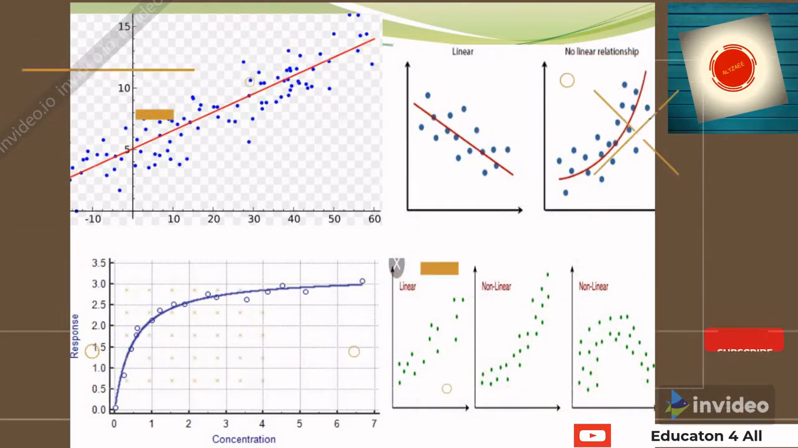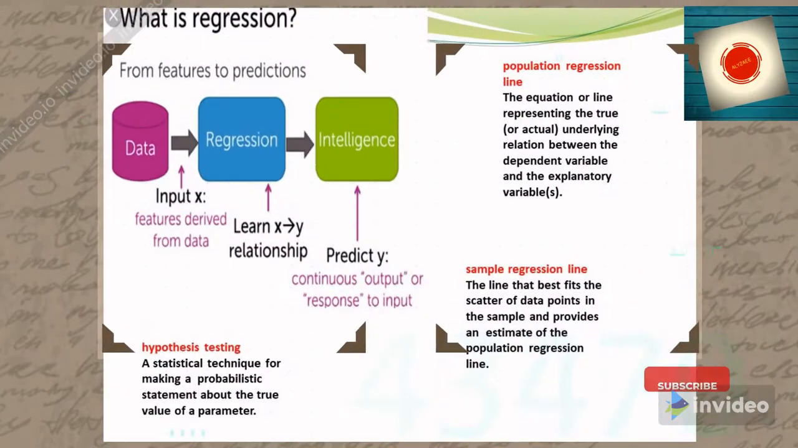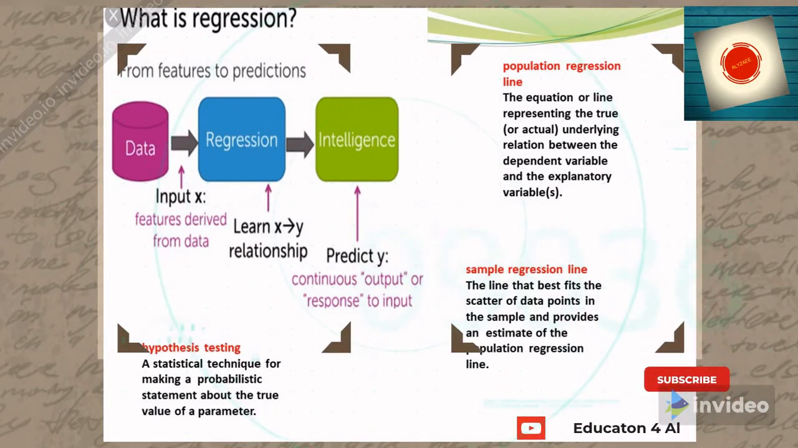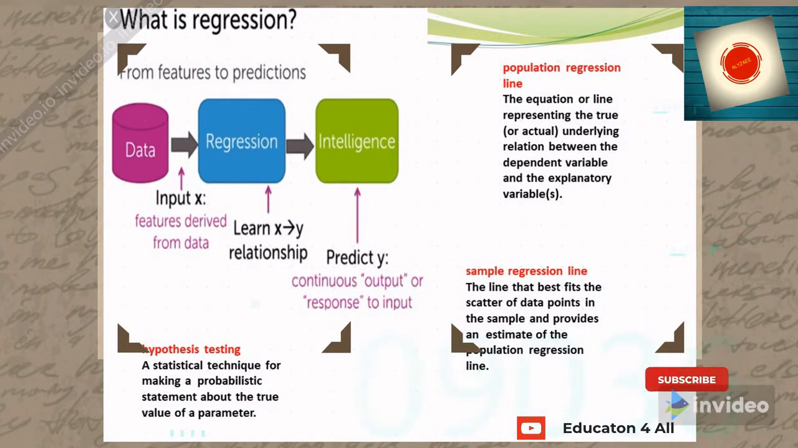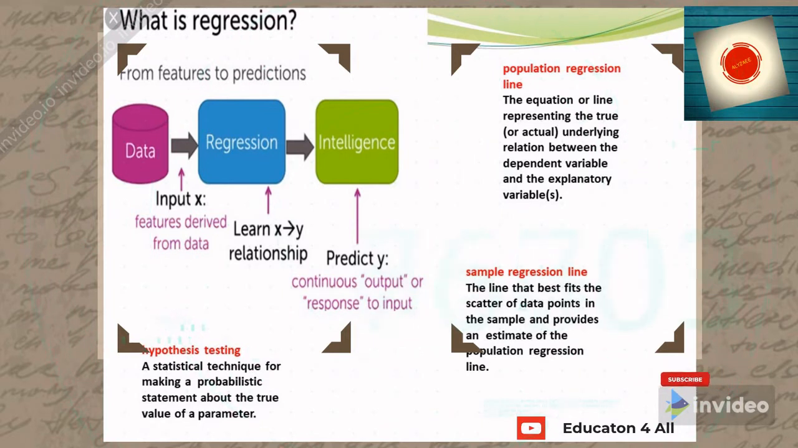One should understand the basics of it. What is regression? So from feature to predictions, that is data towards regression and then towards intelligence. So from data to regression, it's input X, features derived from data, learning X to Y as a relationship, and prediction Y as continuous output or response to input.